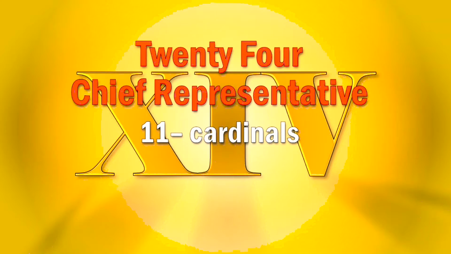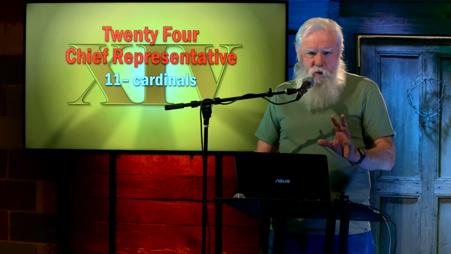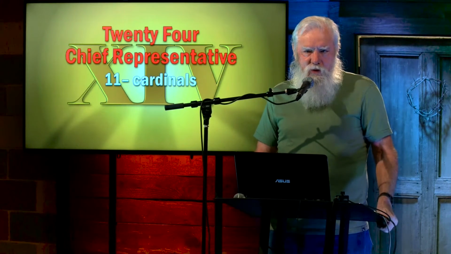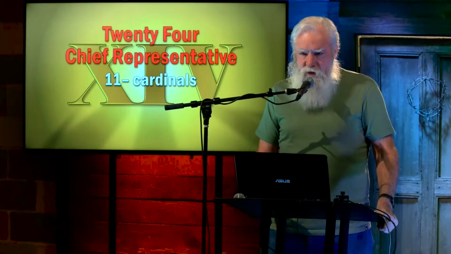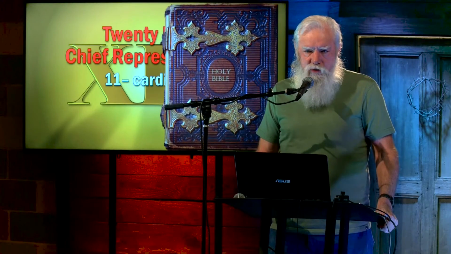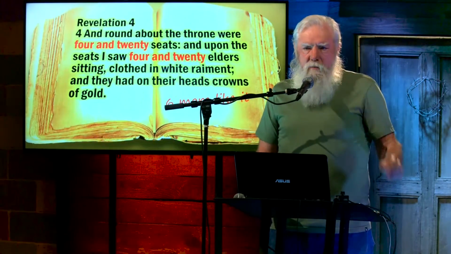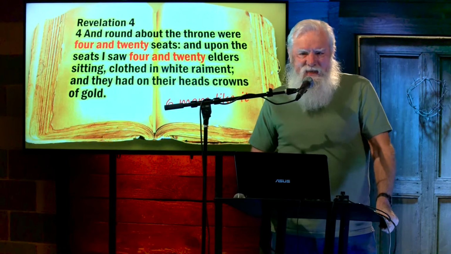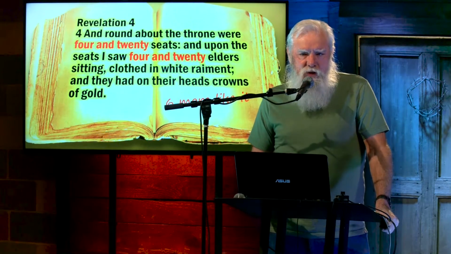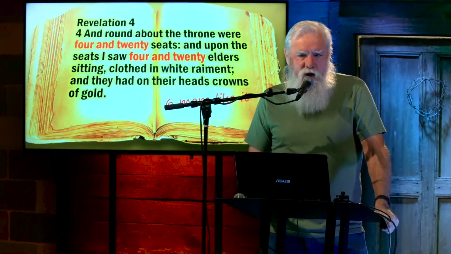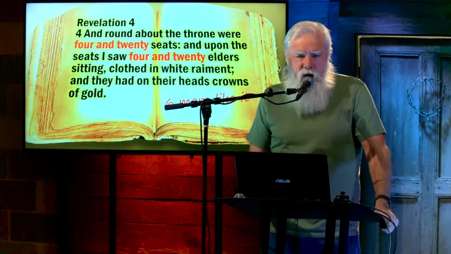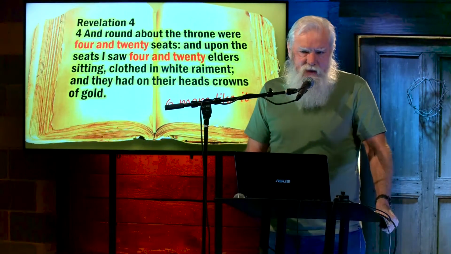And then 24 is chief representative. Now, I struggled to find a way to put that into words, and that's the closest I could get to it, a chief representative. It really would require a little more explanation, so we'll just look at some of those. The 11 cardinals, just 11 of them. Around about the throne were 24 seats. And upon the seats I saw 24 elders sitting, clothed in white raiment, and they had on their heads crowns of gold. There's 6 more just like that.